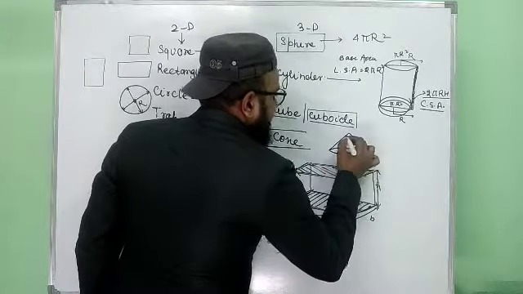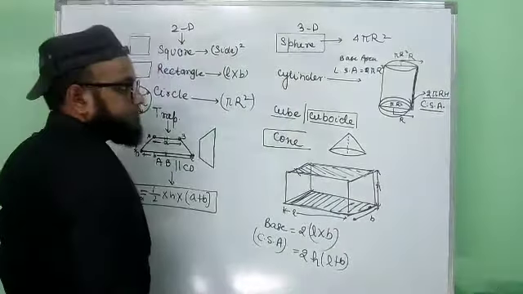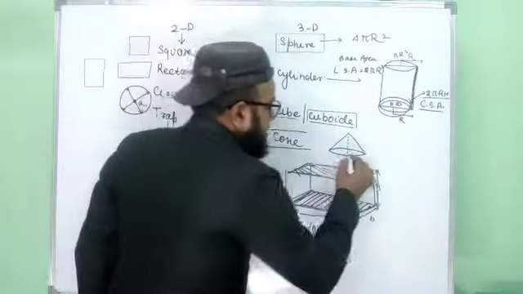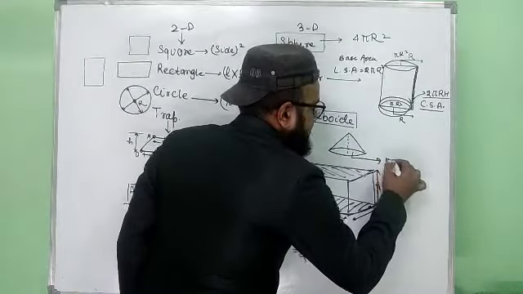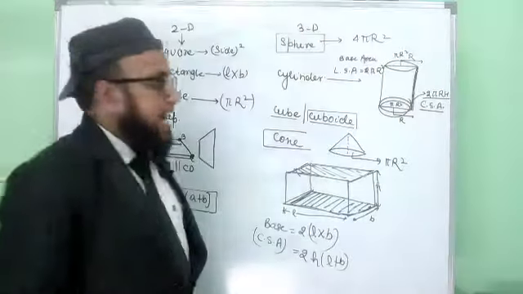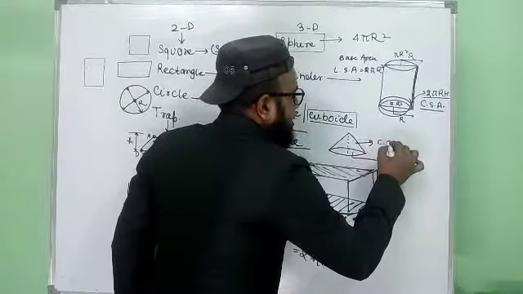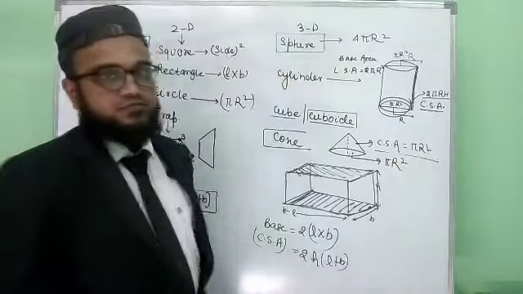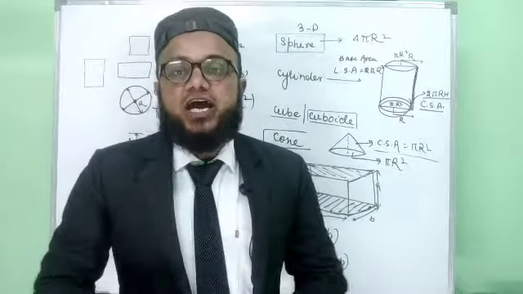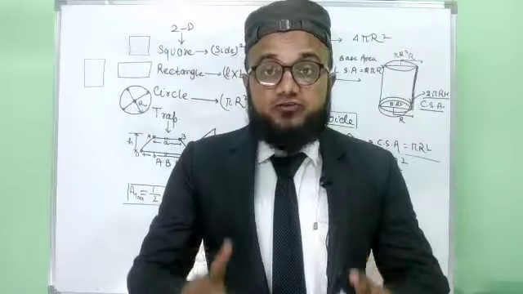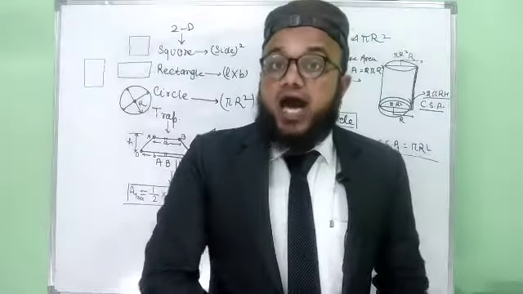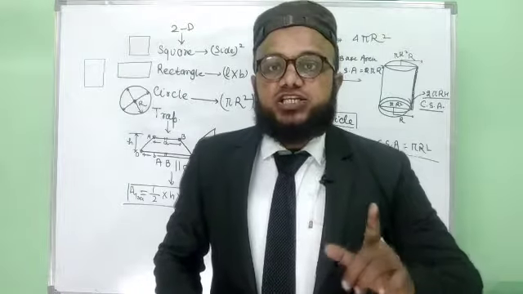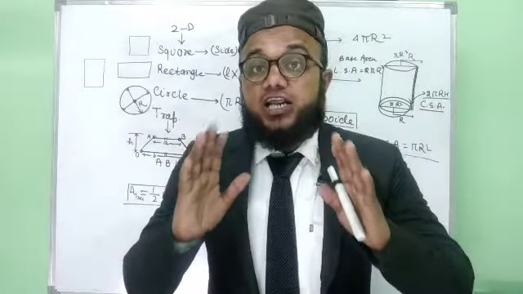Next, the cone is shaped like the cap of Santa Claus. Before finding the area of the cone, the base area is pi r square, and the curved surface area of the cone is pi r L. So before finding the area, we have to be very careful. We have to verify which type of shape is given, and then identify which type of area is being asked for.